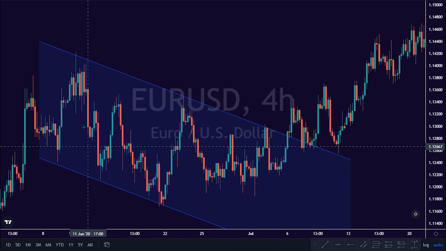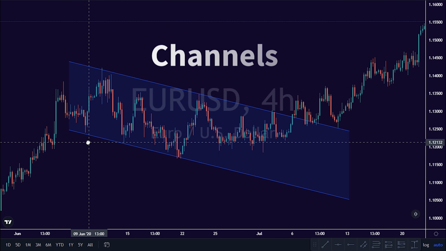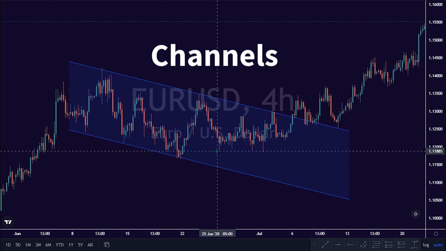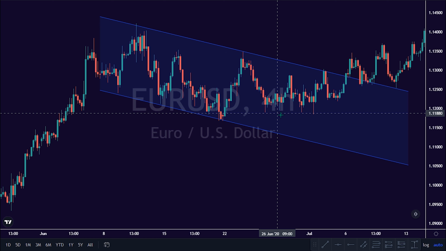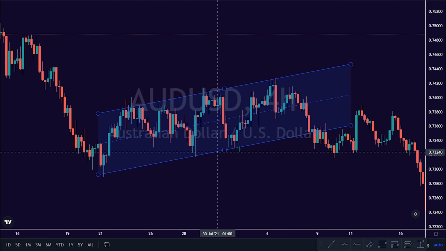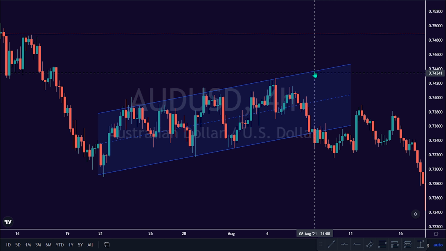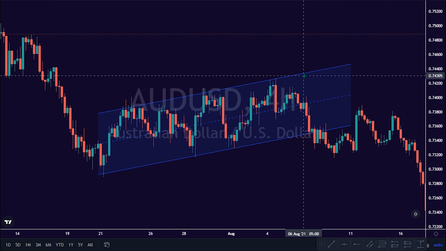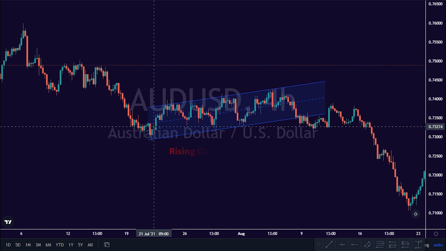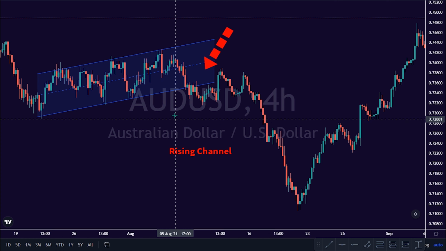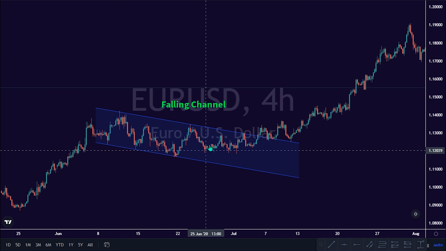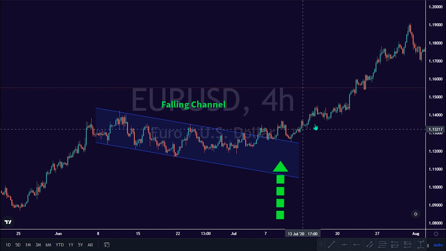The next long-term pattern on our list is the channels. This long-term pattern is a powerful continuation and reversal formation. A channel is a simple chart pattern that has two trend lines, one at the bottom and the other at the top. They can appear as a rising or descending channel. The rising channel has a bearish technical implication, while the descending channel has a technical bullish implication.